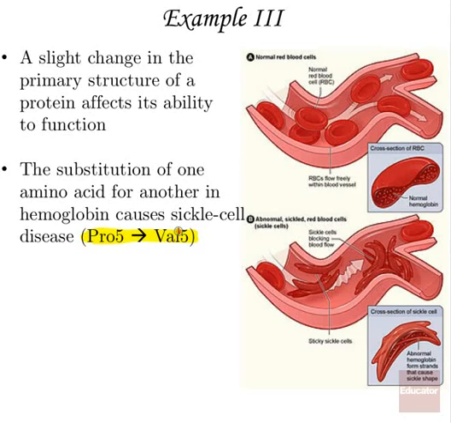Now, a normal hemoglobin, which is found in red blood cells, carries oxygen very well, and it has no effect on the shape of our red blood cells. So our red blood cells normally look like this. They look like a nice little donut shape. Well, when we have this proline to valine substitution, that causes the amino acids to chain together in an unnatural way.